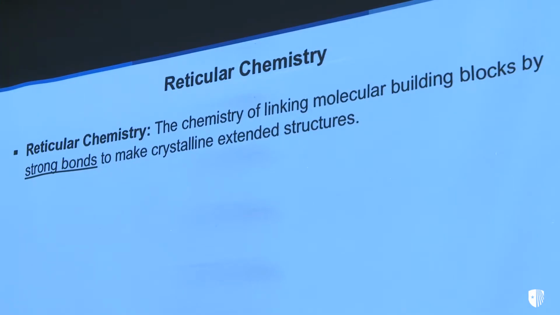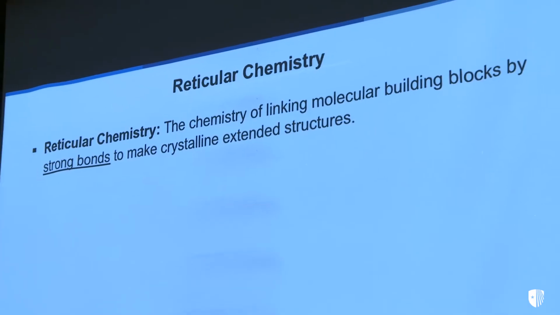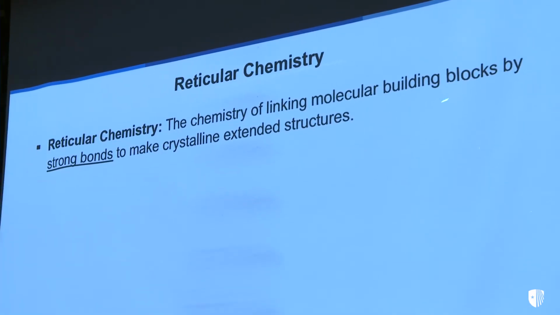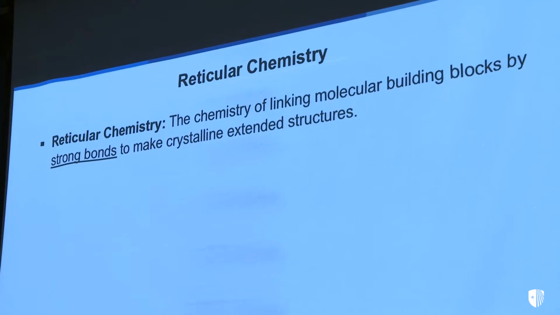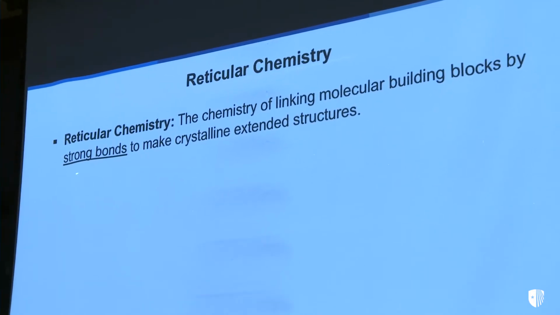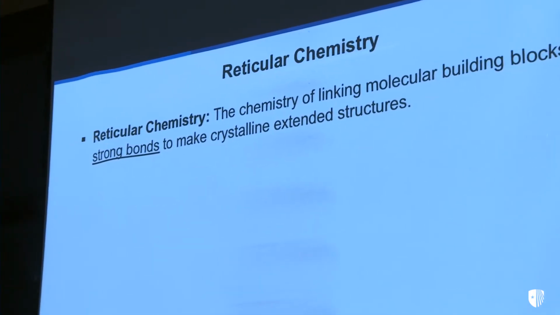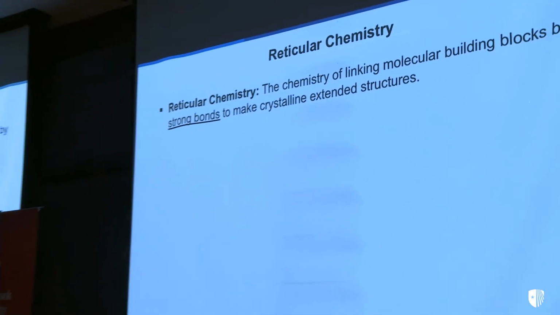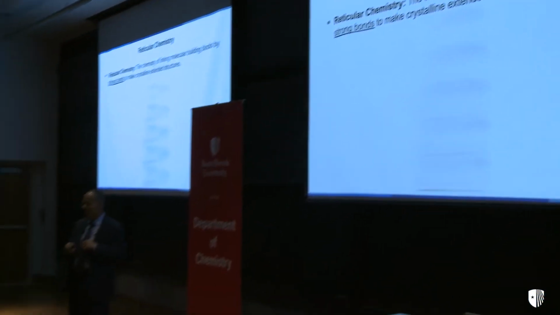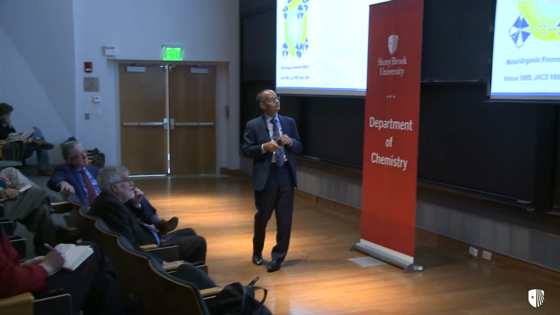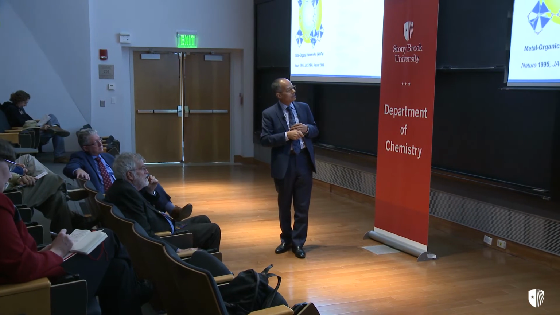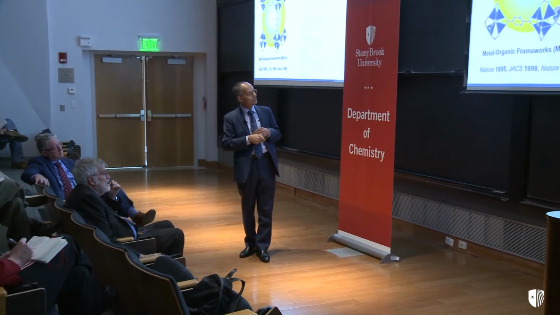This definition has three things that are very important. One, you're linking molecular building blocks because you want to do things in a rational way. You want to be able to design. Two, they have to be strong bonds so that you can make robust materials. And three, they have to be crystalline so that you know what you're working with and you can characterize them. And so in this way, we showed the feasibility of this approach back in '95.